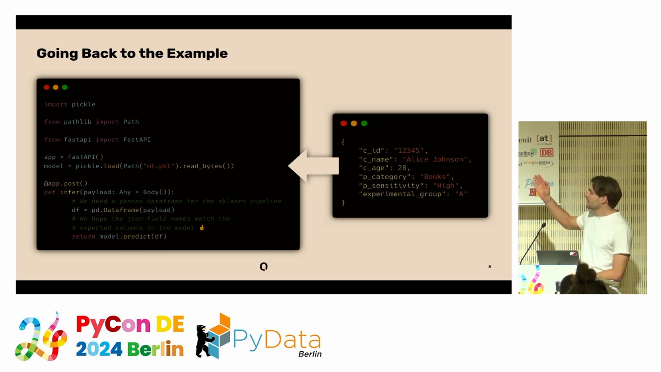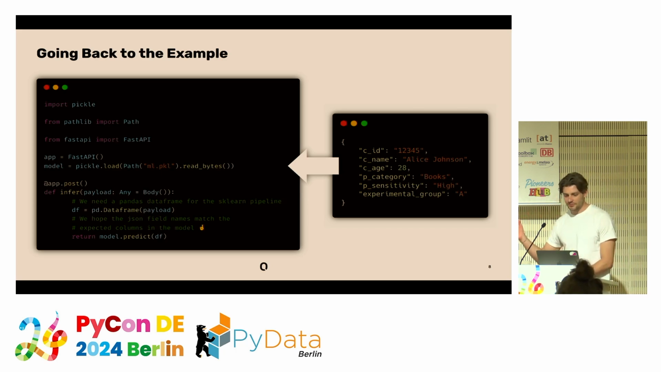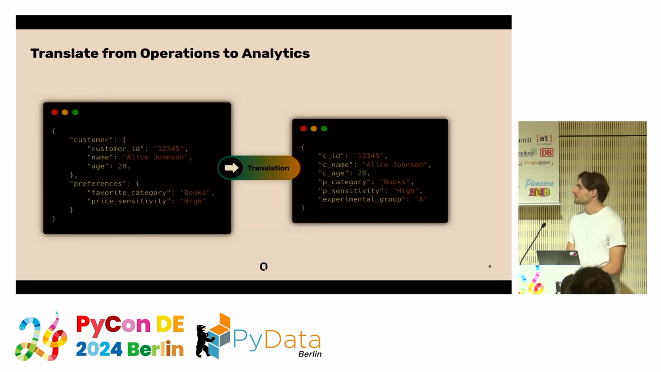But in this case, with the flat payload, we can directly plug it into the model, and let's hope that the attribute names match the names that the model expects, and everything is fine. But usually in the web native world, you don't really have a flat payload, and names probably also won't match up. So in order to actually get this to the model, we need a mapping. On the left, you can see this nested, human-readable, web-native payload.